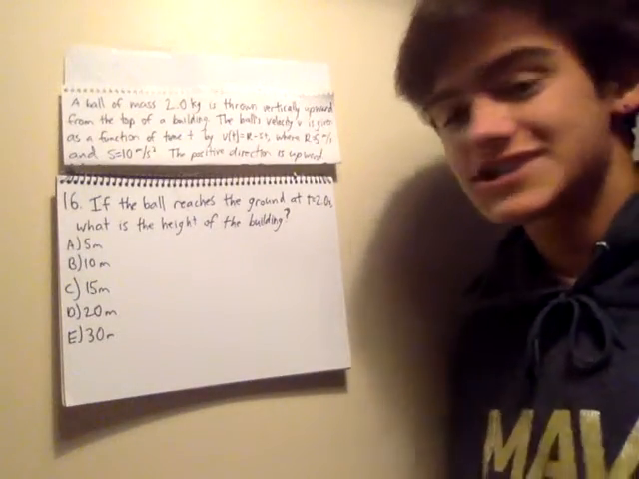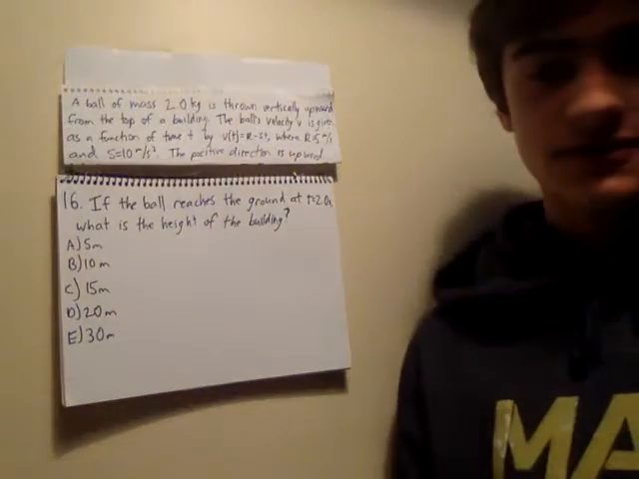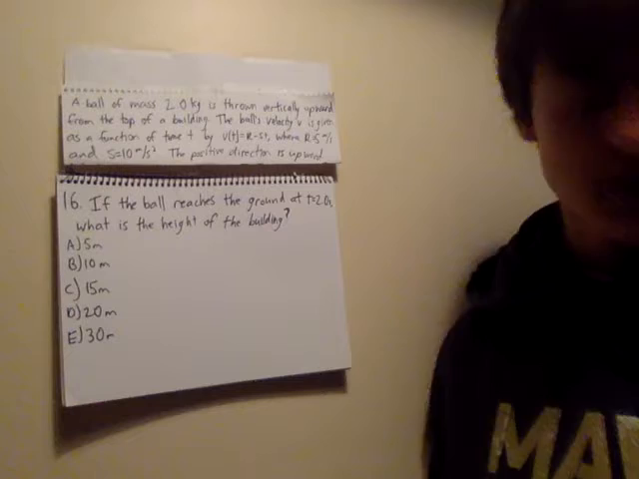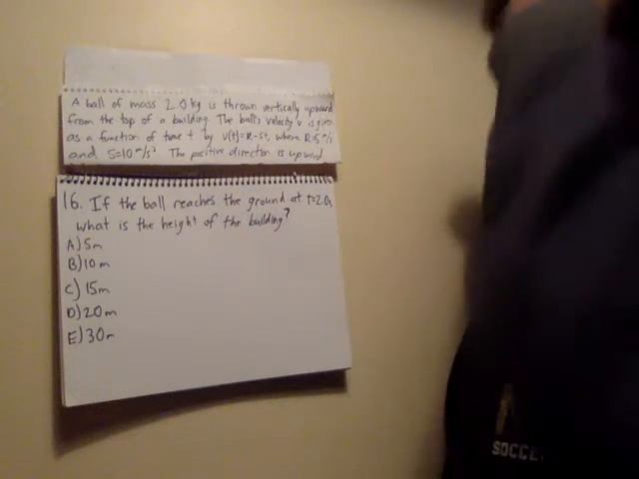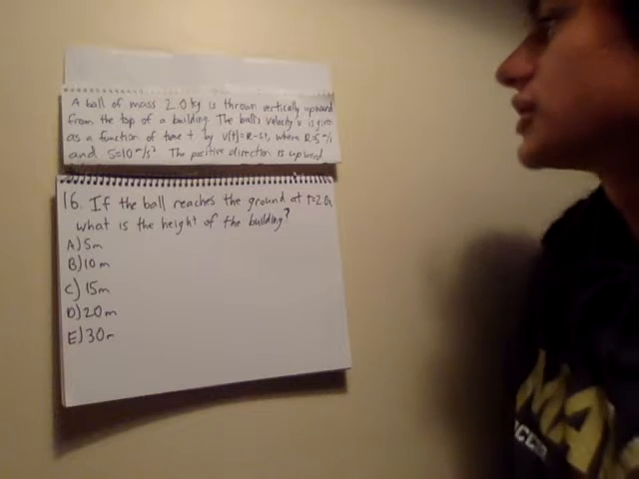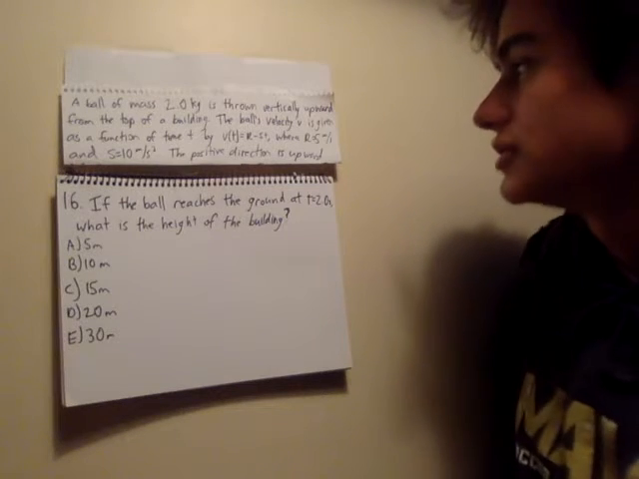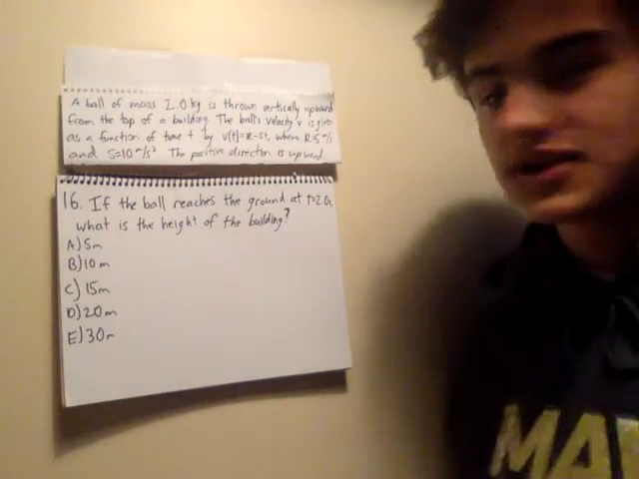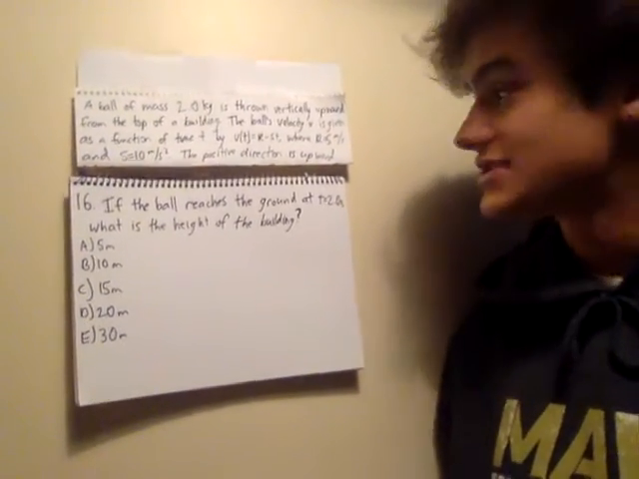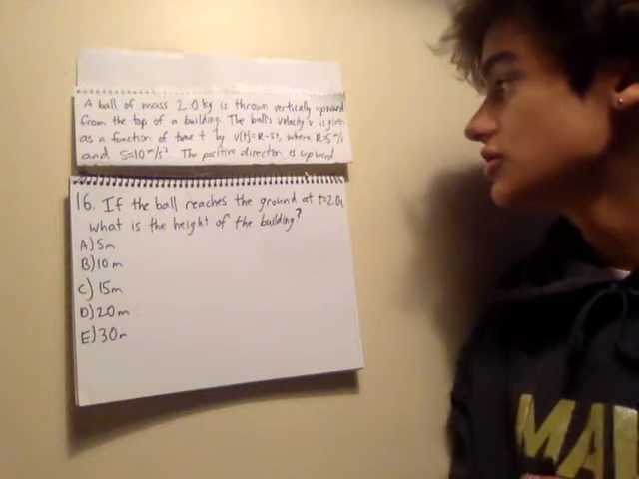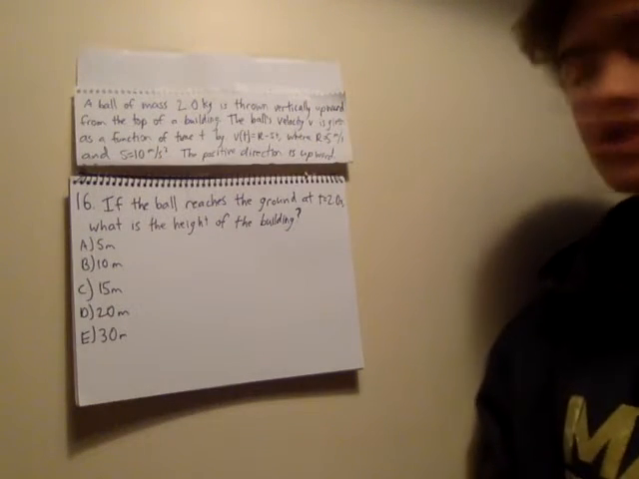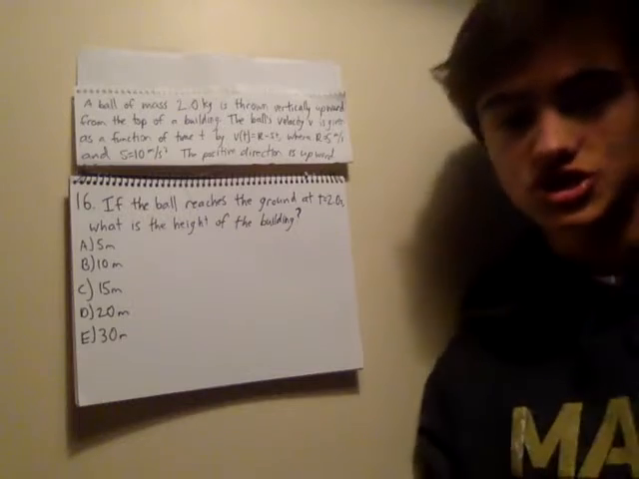This is number 16 in this AP Physics C Mechanics multiple choice test, the last in a set of 3 problems relating to this scenario, which reads: a ball of mass 2 kilograms is thrown vertically upward from the top of a building. The ball's velocity v is given as a function of time t by v of t equals r minus st, where r equals 5 meters per second and s is equal to 10 meters per second squared. The positive direction is upward.